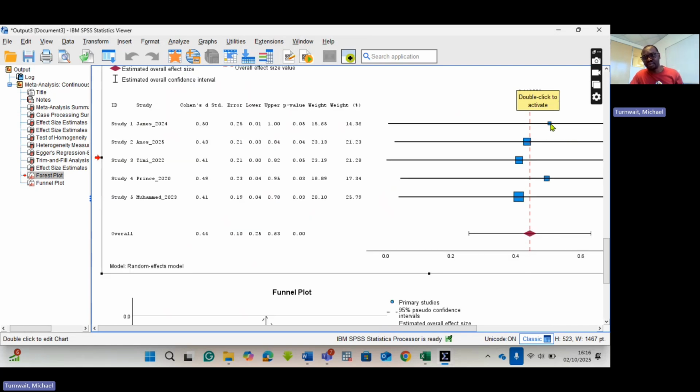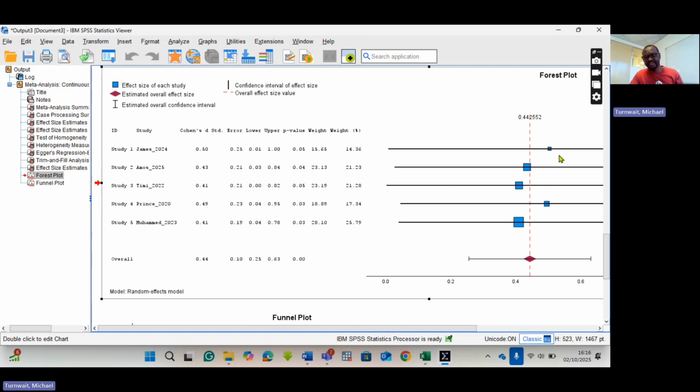So you see there are some blue boxes here. Each of these boxes represents the effect size of each study. For example, the GEMS 2024 study is this box, and the one for EMAS 2025 is this box. If you look closely, you notice that some of the blue boxes are larger than others. The largeness is determined by the weight of the study.